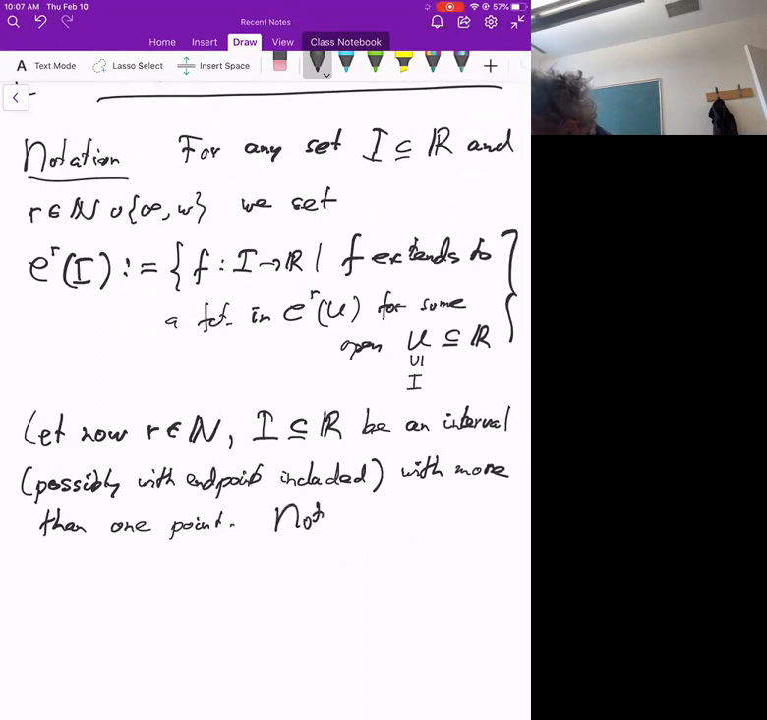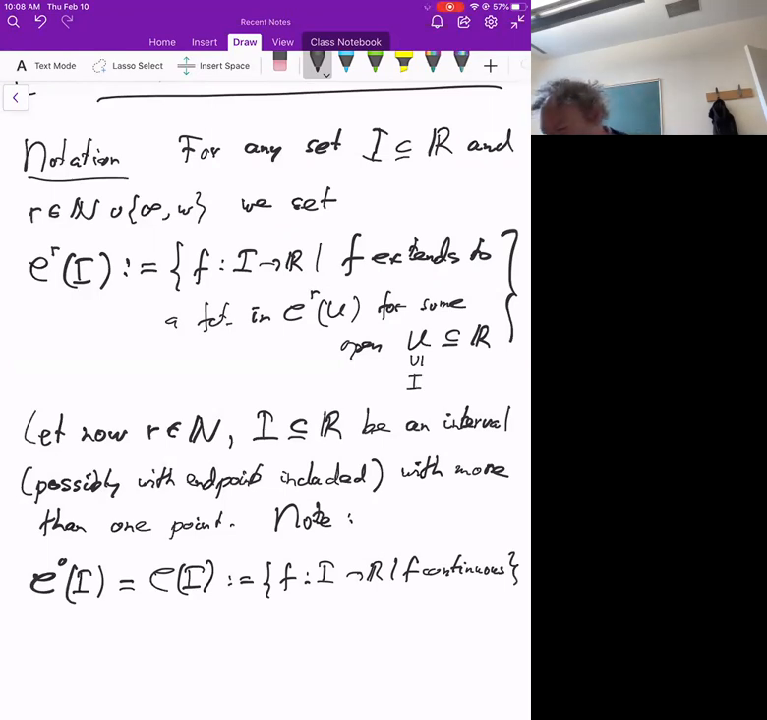Oh, by the way, note also that C^0(I), I could have done that already above, is just the continuous functions on I: f from I to R, f continuous, because a continuous function on an interval certainly extends at an endpoint of the interval beyond it.